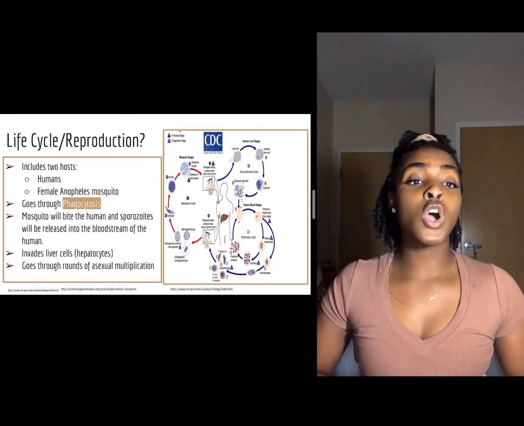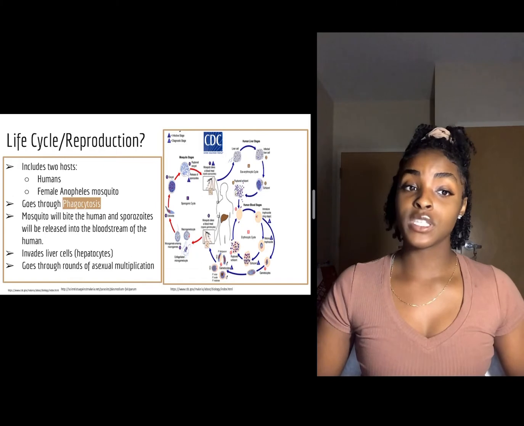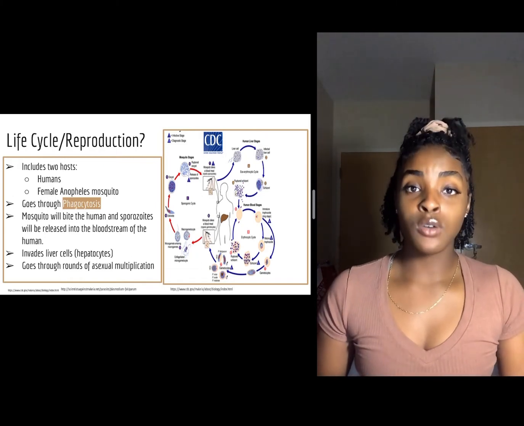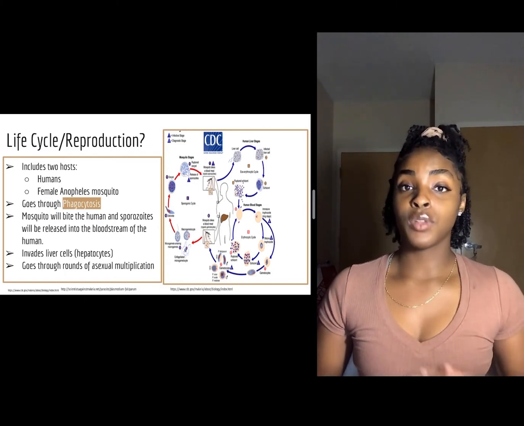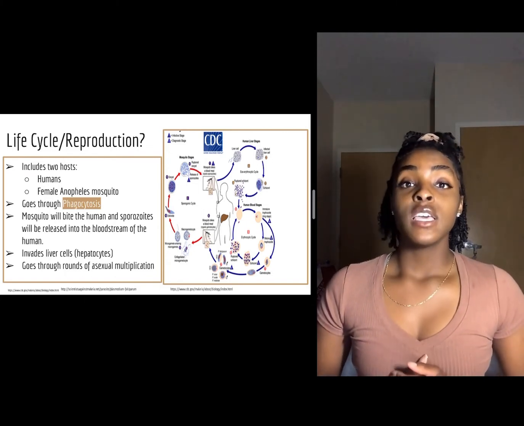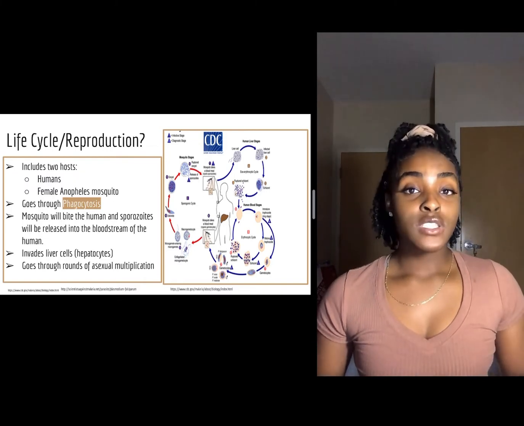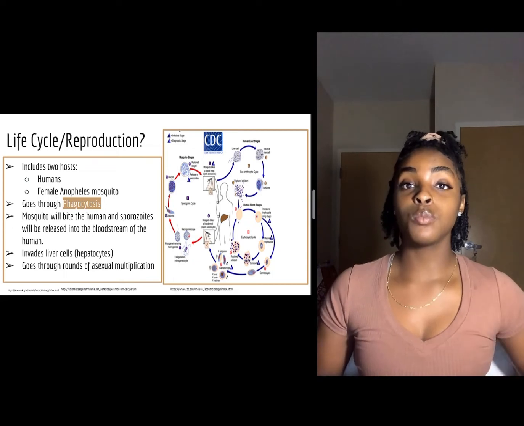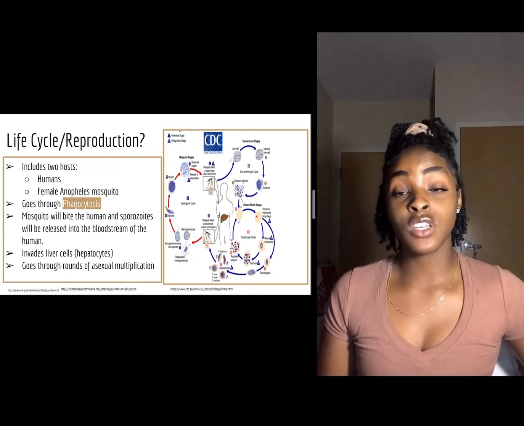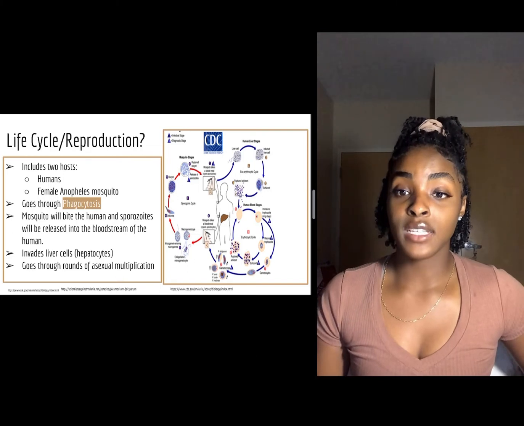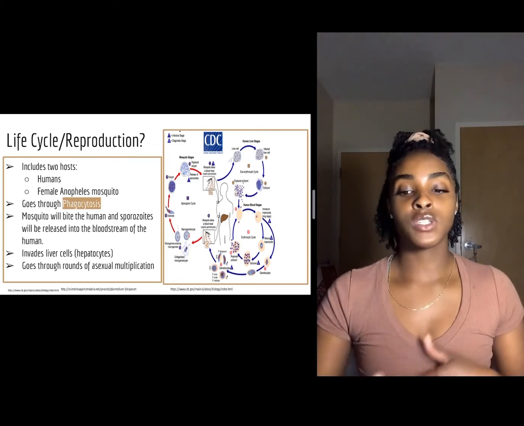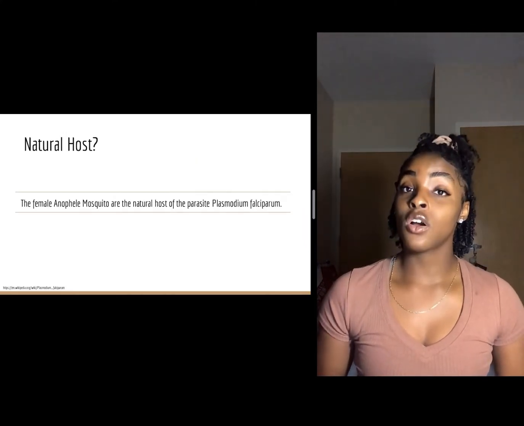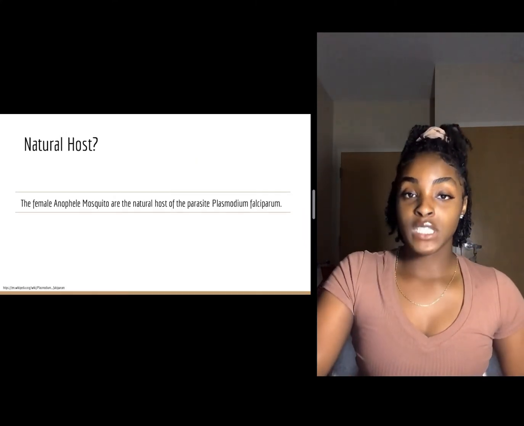Now, the two hosts are the female Anopheles mosquitoes and humans. And so when the mosquito bites the human, it will release sporozoites into the bloodstream. And these microbes will go through phagocytosis. And so it'll invade the liver cells. And when it's in the liver cells, it will mature to become schizonts. And these schizonts will eventually rupture the cell. And the natural host of Plasmodium falciparum is the female Anopheles mosquito.